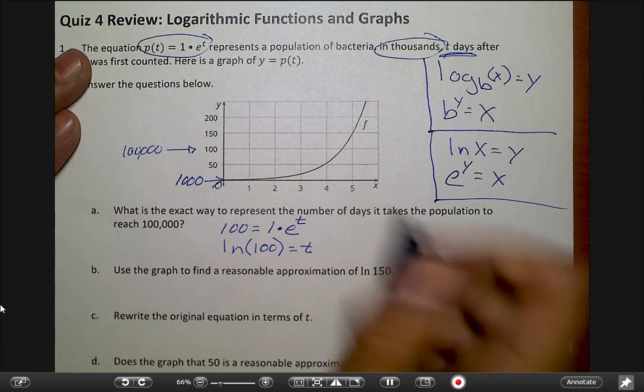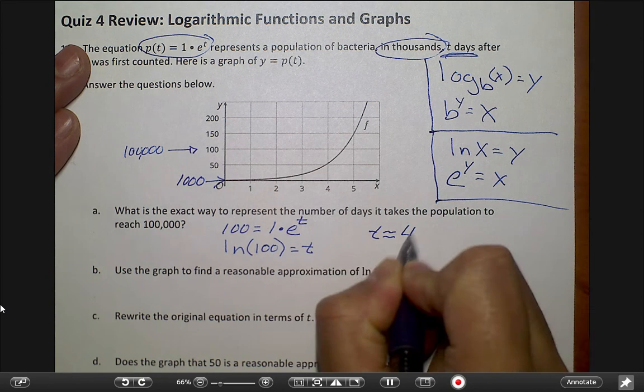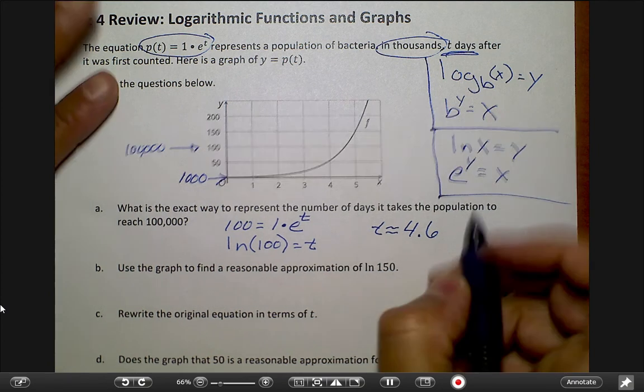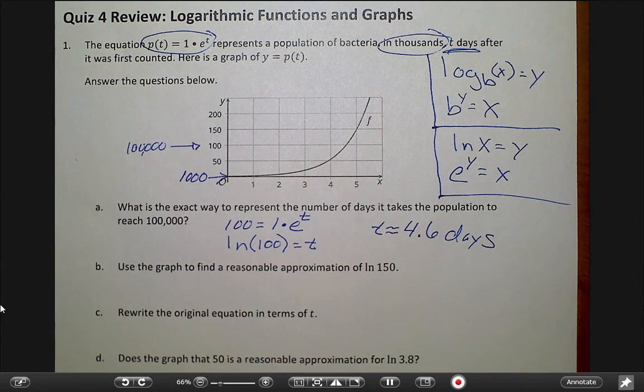Now, you're going to tell me what it means, though. All right, what does t represent in this equation, Ethan? Say it. Days. So it represents days, so it's going to be 4.6 days. Are we okay? I'm hoping you guys follow along, because I see everyone just keep pulling out their phone.